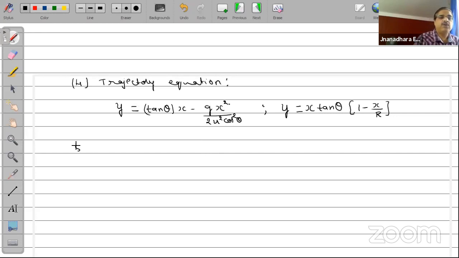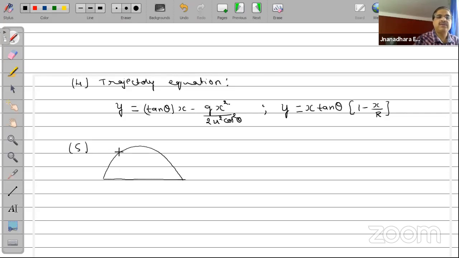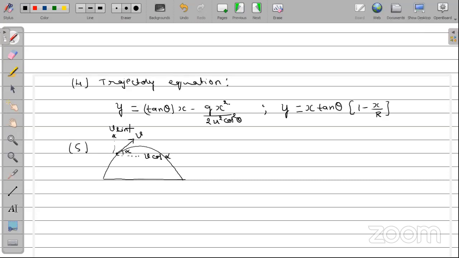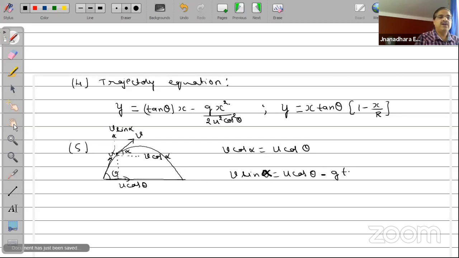Now, as a fifth point, I want to give you one more thing. Look at it. If I have the motion like this, at every point you can find out the velocity. This velocity will make an angle alpha with respect to the horizontal. Let's call this V cos alpha, and let's call this V sin alpha. Now, V cos alpha can be shown to be U cos theta, where U is the initial velocity making an angle theta here. V sin alpha, on the other hand, will be equal to U sin theta minus GT. T is the time taken to reach this particular point.